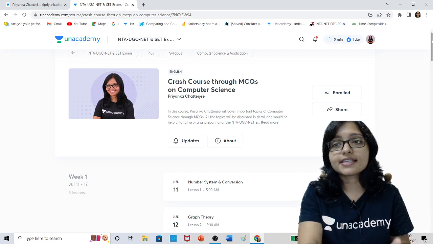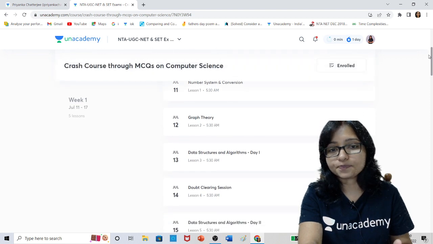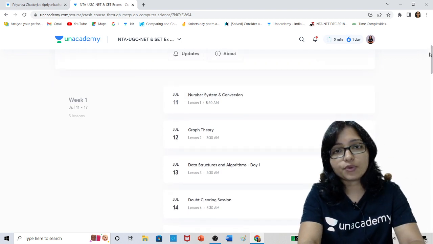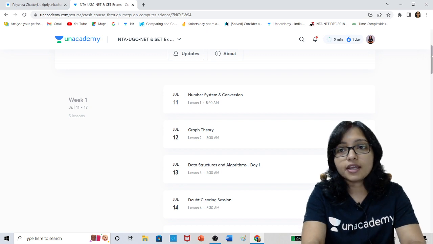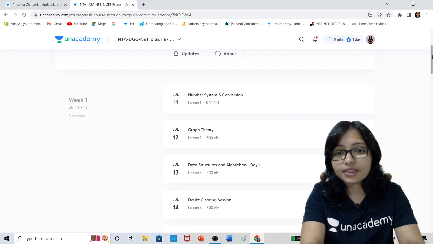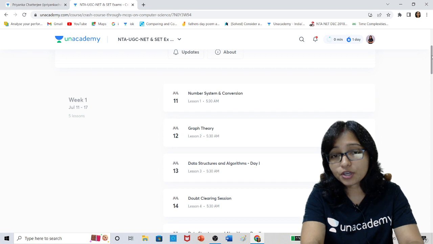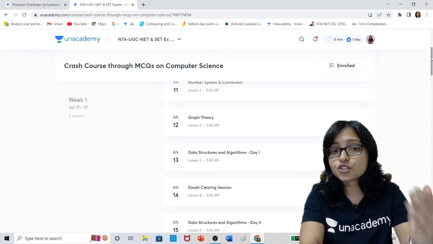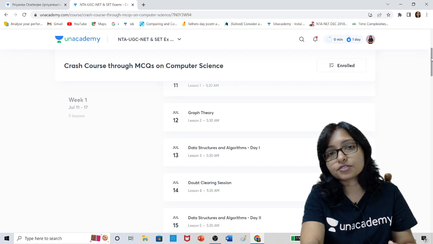So let's see how the planning is. Here I am showing you the planning of this 1 month, how you can do that. First of all, 11th July will be number system conversion, because number system is very important, and questions are coming from here. Next we are going to go for graph theory.